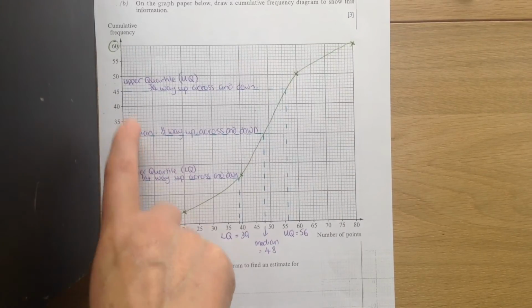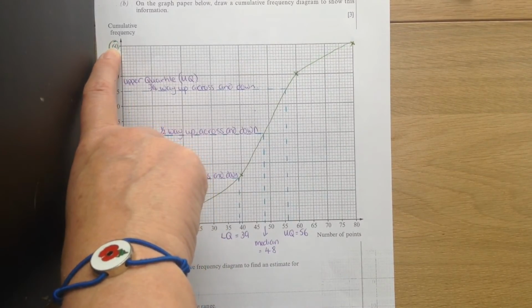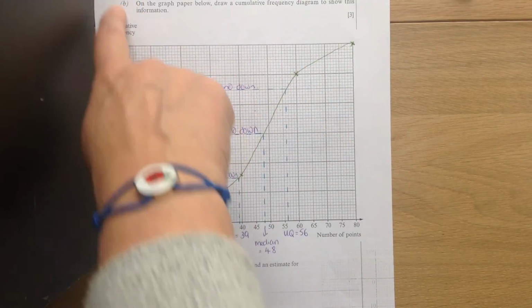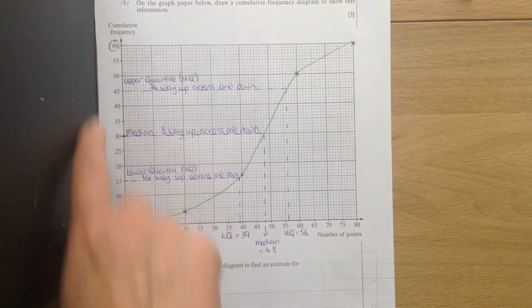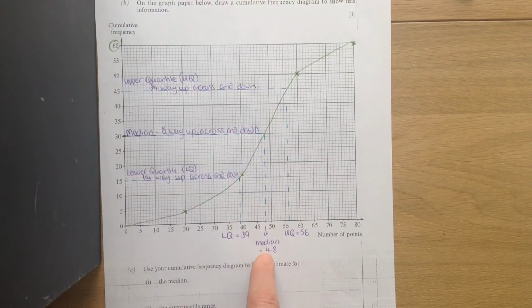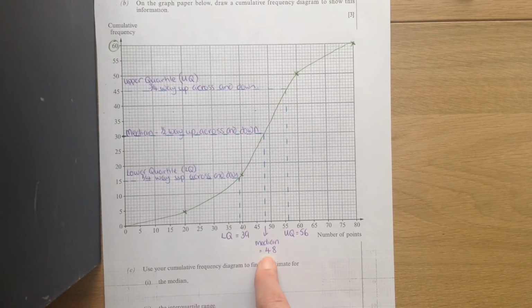To do this, look at what your total was out of. So on this one it was 60. Be careful because some of the graphs will go up further. Halfway up for your median, across and down, reading this off, the median is 48.